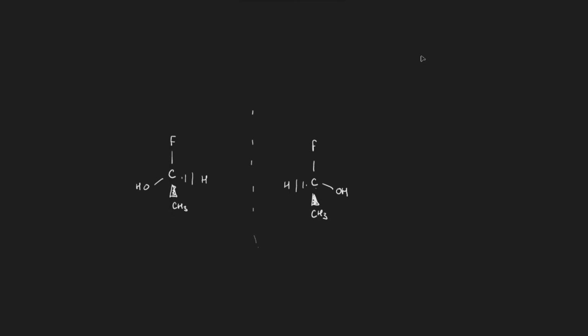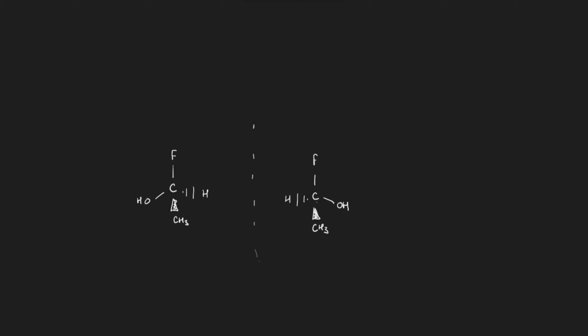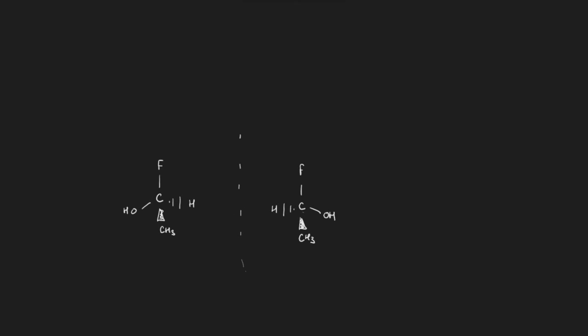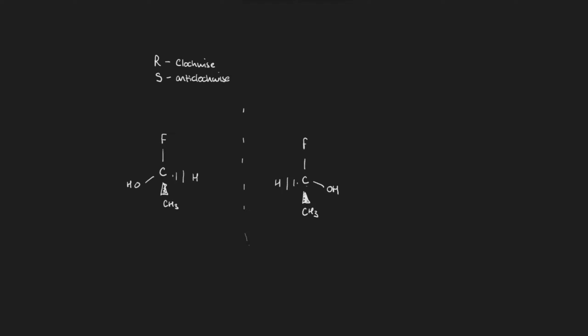Hi, just a quick video here covering how to assign R and S configurations to enantiomeric compounds. The idea is essentially to differentiate between chiral compounds which are the same but are mirror images of each other. One key point you just need to know is that the R assignment is working in the clockwise direction and the S assignment is working in the anti-clockwise direction.